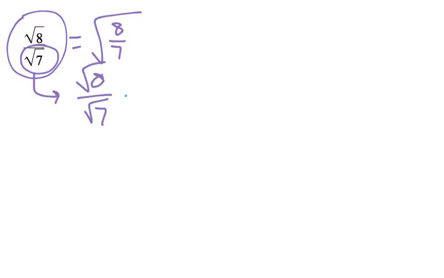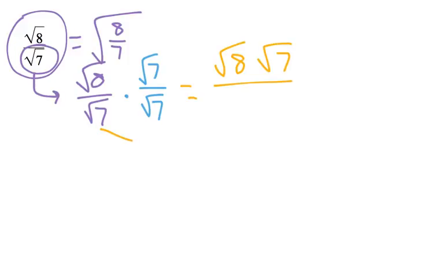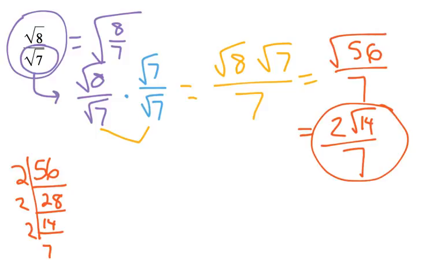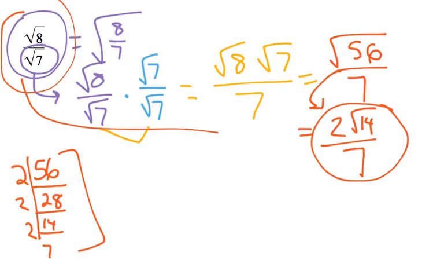I know if I multiply by root 7 over root 7, that's the same as really just multiplying by 1, and anything multiplied by 1 is itself. So this solves a few problems for me. Now I have root 8 times root 7 over, and root 7 times root 7 in the denominator just gives us 7, which then can simplify to root 56 over 7. And if you simplify root 56 using its prime factorization, you get 2 root 14 over 7, which is the same as our original expression over here, just with no radical sign in the denominator.